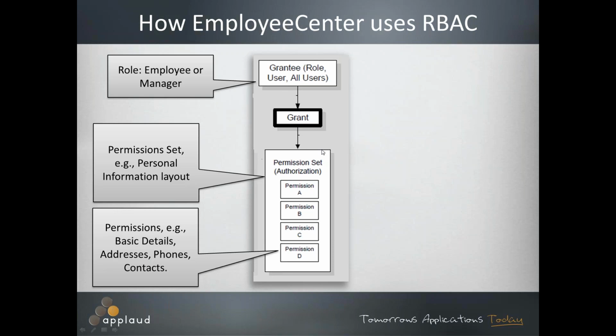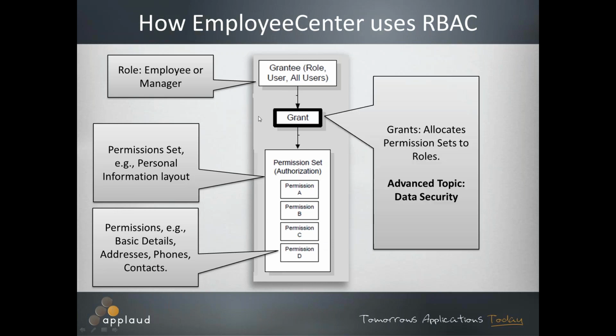So the permission set itself is like a menu. In this case we're going to say it's the personal information layout. And then each individual permission is like the view function within the layout. It's basically access to each function that forms a panel or region within Applaud. All right, and what we're missing is anything to connect that role to the permission set, and that's where the grant comes in. And that grant in Oracle connects this permission set to this role. It says that the employee role is able to access the personal layout menu and update basic details, update addresses, update phones, and update contacts.